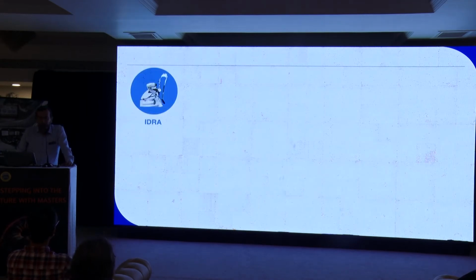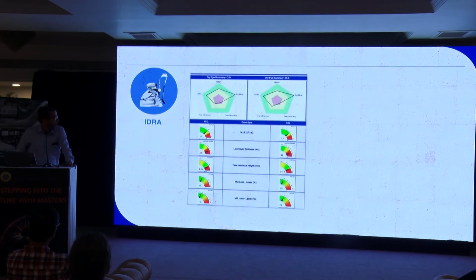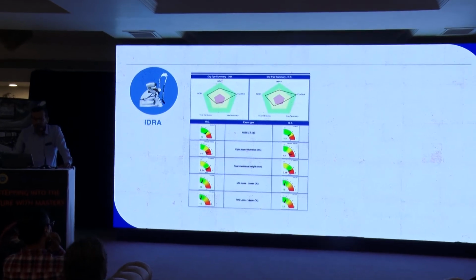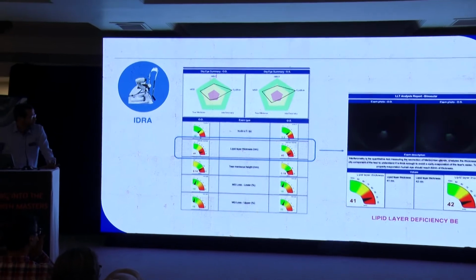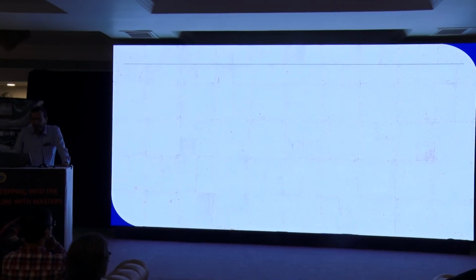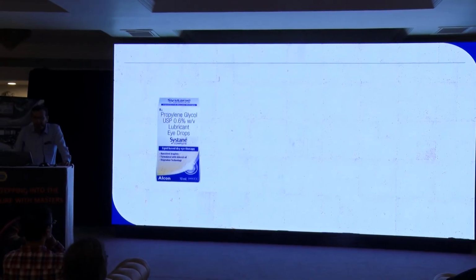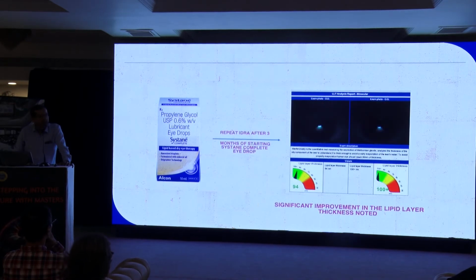We did an IDRA for this patient, and what we found here was that the lipid layer thickness was as low as 41 and 42 as compared to normal. So because of this, we decided to start this patient on Sustained Complete. The patient was given 3 months of Sustained Complete, and 3 months later we repeated the lipid layer, and there you saw that the lipid layer had really improved.